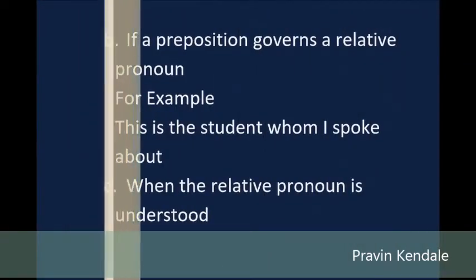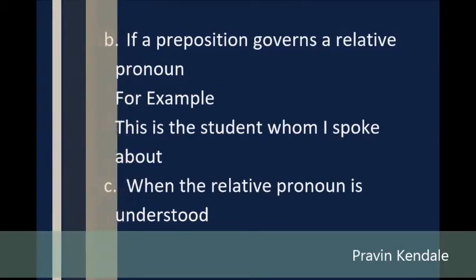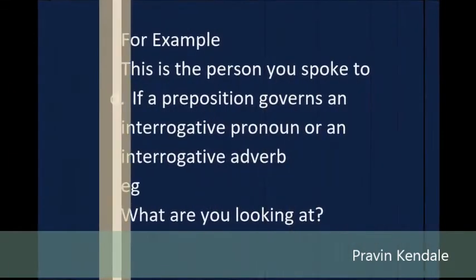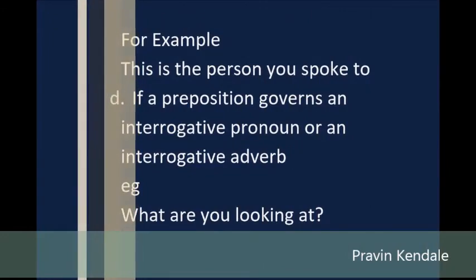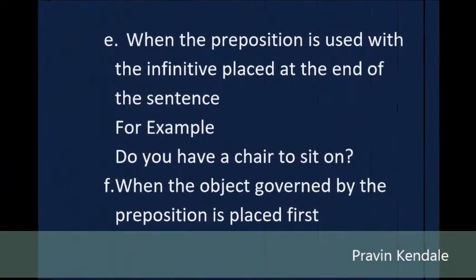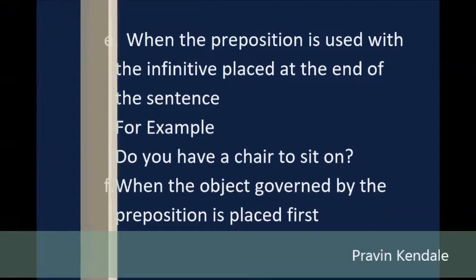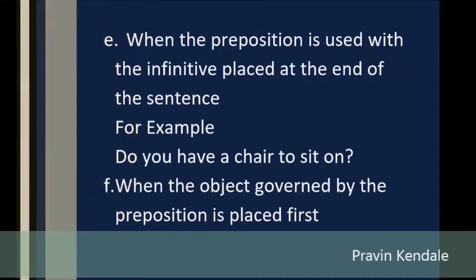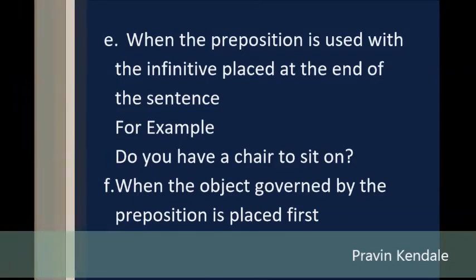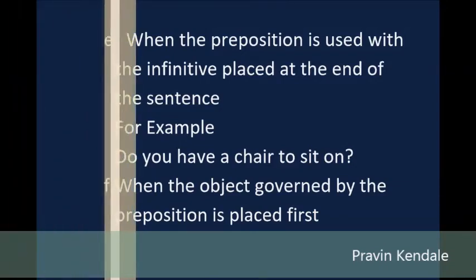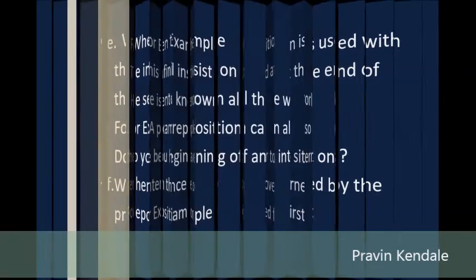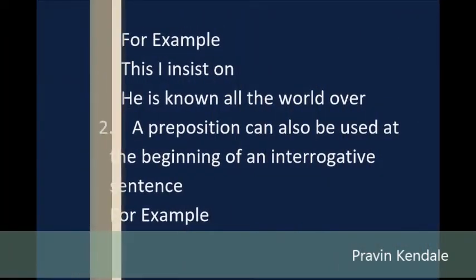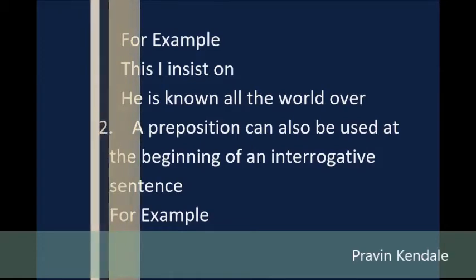D. If a preposition governs an interrogative pronoun or an interrogative adverb. For example, what are you looking at? E. When the preposition is used with the infinitive placed at the end of the sentence. For example, do you have a chair to sit on? F. When the object governed by the preposition is placed first. For example, this I insist on. He is known all the world over.